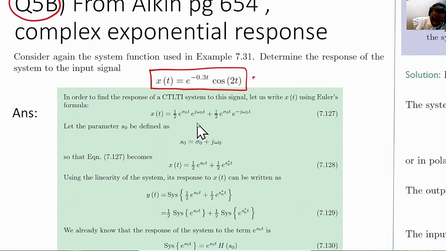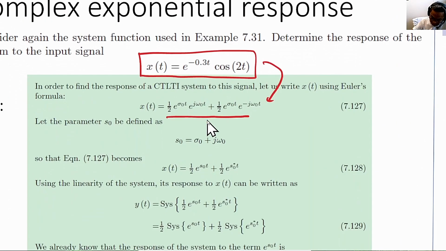The reason being that we can write the cosine 2t as the sum of two complex exponentials. So let us call this sigma and let us call this omega naught. And therefore now we have converted the e^(-0.3t) cosine 2t into this expression over here.